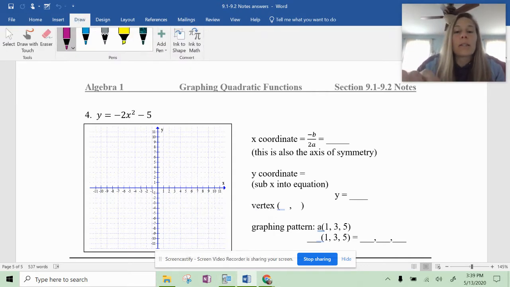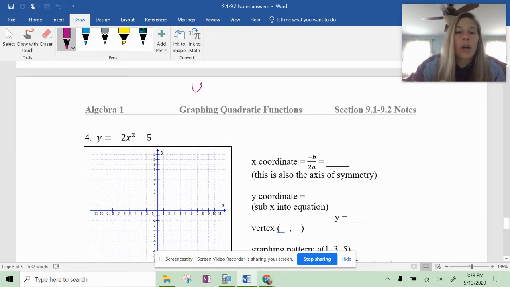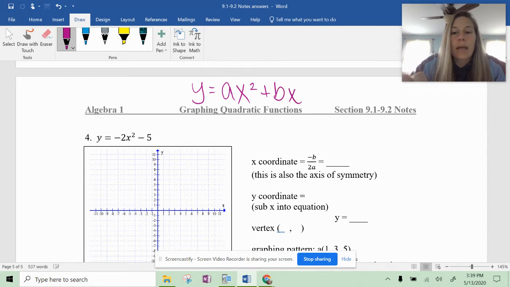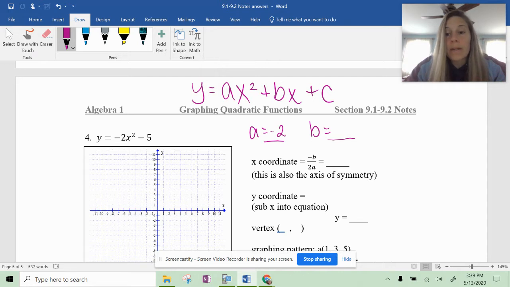Okay, so looking at this, just as a quick refresher, the standard form is ax squared plus bx plus c. Remember, the a is always the number in front of the x squared, so in this case, that would be -2. The b is always the number in front of the x, but there is no single x here, which means the b is 0, and c is always your constant, that number adding or subtracting to the end without any variable attached to it, and that would be -5 in this case.